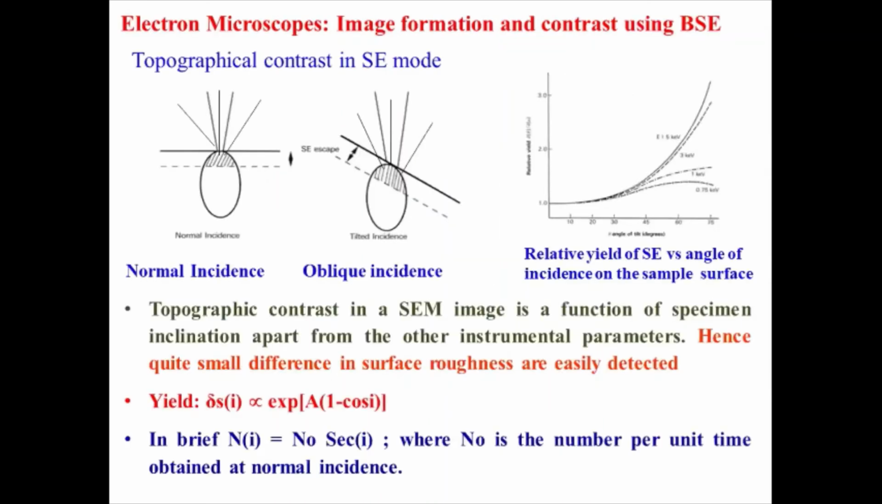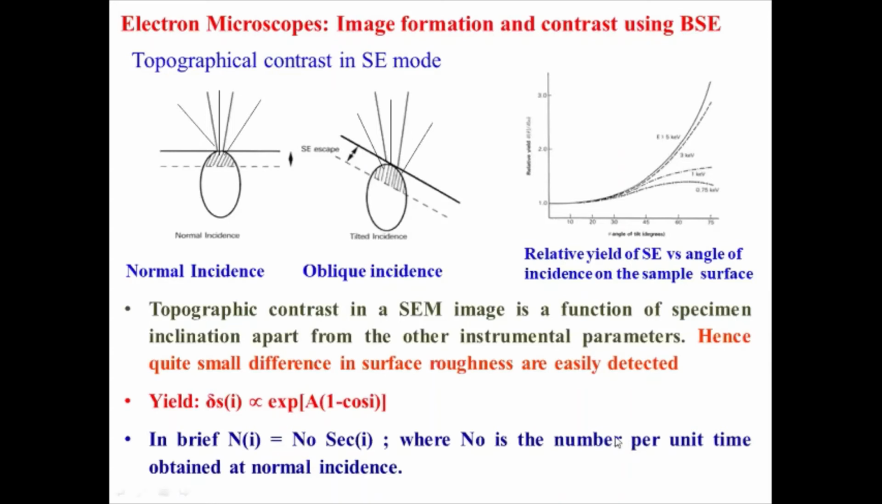And the image formation, basically in case of secondary, we get the topographic image, means what is the surface or what is the shape and size of the particle. So the information is gathered from the surface because the secondaries come out from the surface. Now the emission of secondary follows the cosine law along the direction of the normal to the surface.